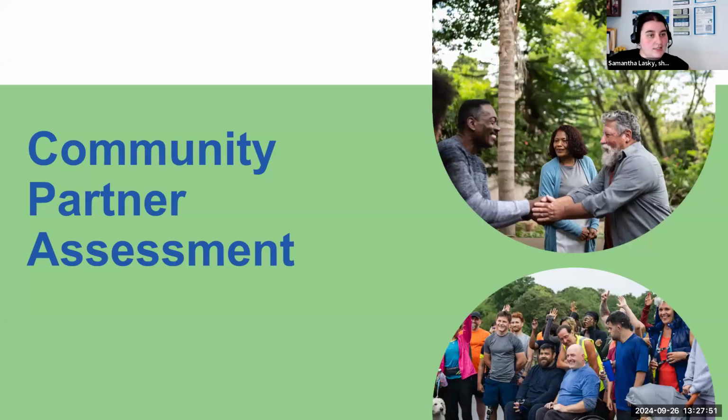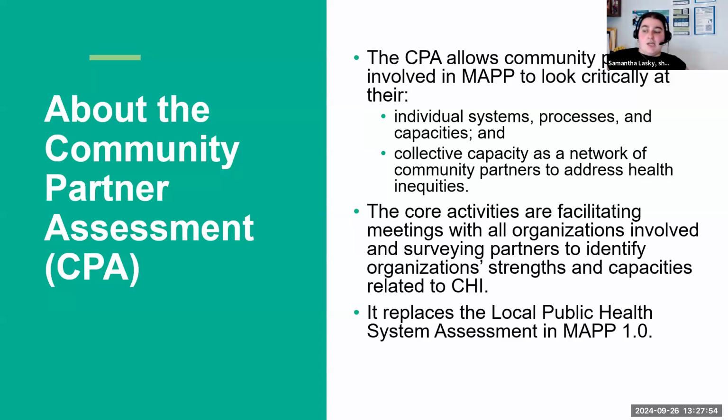So we're going to start by getting into the community partner assessment. The community partner assessment, the CPA, allows community partners involved in MAPP to look critically at their individual systems, processes, and capacities, and at their collective capacity as a network of community partners to address health inequities. It should be used to identify current and future actions to address health equity at all of these different levels. And it's often noted as a not equal, but equivalent replacement of the local public health system assessment from MAPP 1.0.